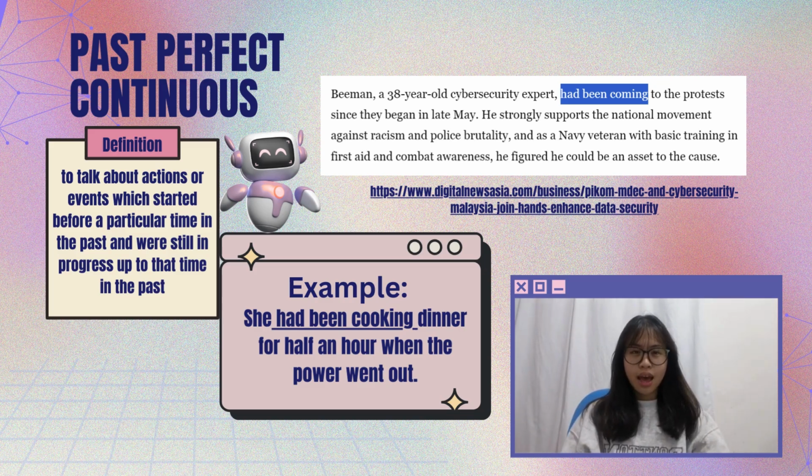In this sentence, had been coming suggests that B-man's participation in the protest began in the past and continued over a period of time until a specific point in the past. The emphasis here is on the duration and continuity of his involvement in the protest. Another example is: she had been cooking dinner for half an hour when the power went out.